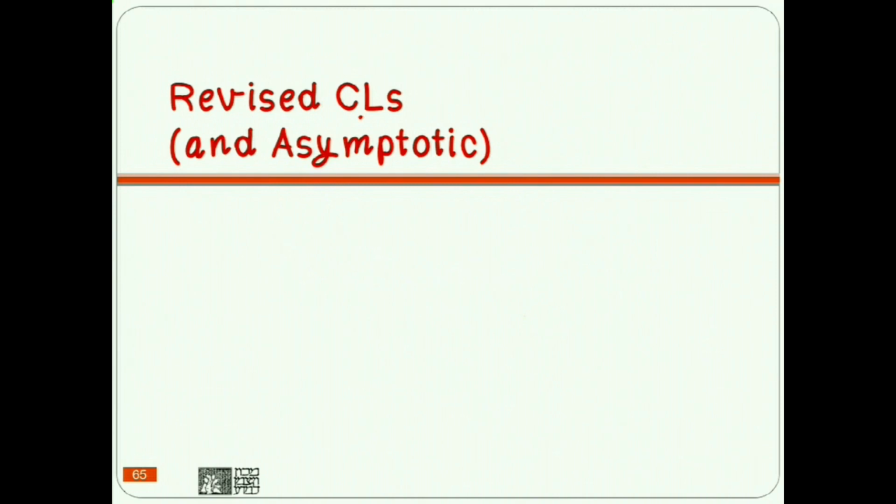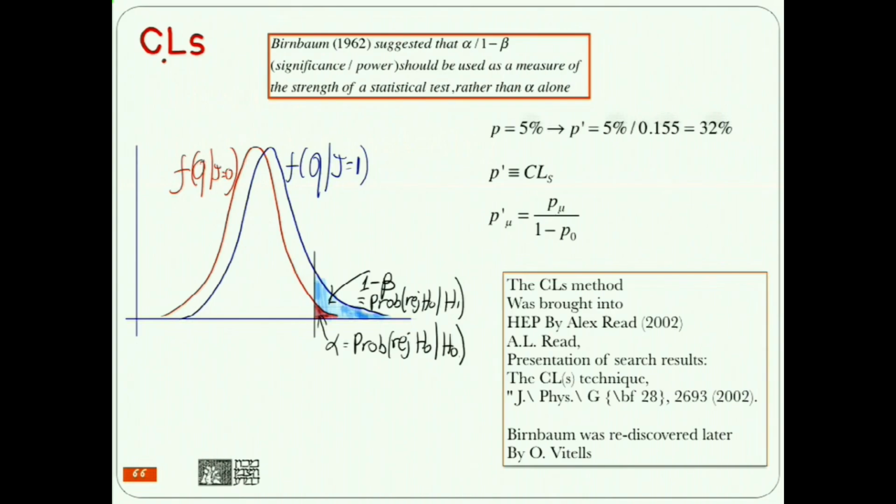The last subject for today is looking again at the CLS. You remember from yesterday, I showed you that Birnbaum, already in 1962, claimed that if, when you exclude the tested hypothesis in favor of the alternative hypothesis, most of the time the alternative hypothesis is simply wrong, you didn't do anything. It's no good. So the real measure of how good your exclusion is, is to take the significance divided by the power. Or P prime mu is P mu over 1 minus P0.